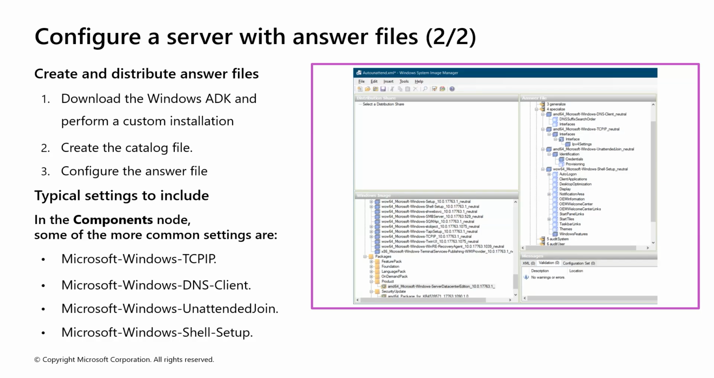In the Components node, you can specify settings like network configuration, DNS client settings, domain join information, and shell setup options. These settings allow you to automate everything from network setup to user experience. Once your answer file is ready, you distribute it, often via removable media or network share, to the servers you're deploying. This approach ensures consistency, saves time, and reduces manual errors during large-scale or repeat deployments.